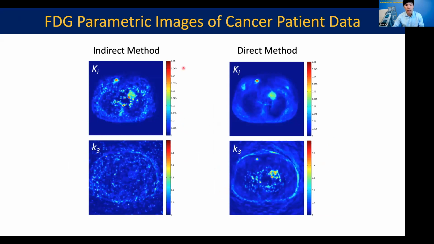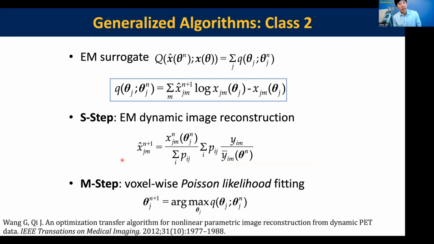This is cancer patient data, and you can appreciate the direct reconstruction has better contrast in the Ki image, as well as the K3 image, to depict the location of that lesion as compared to the indirect reconstructed result. Okay, and there's also a second class of algorithm. Here, instead of using the quadratic surrogate function, we use the EM-based surrogate function.